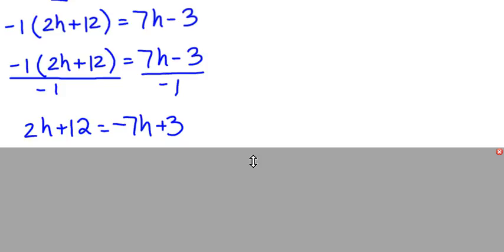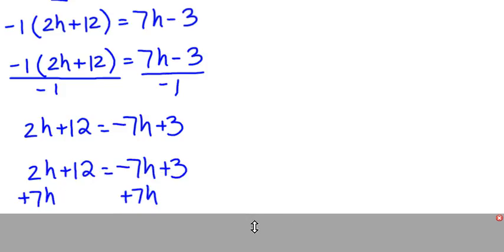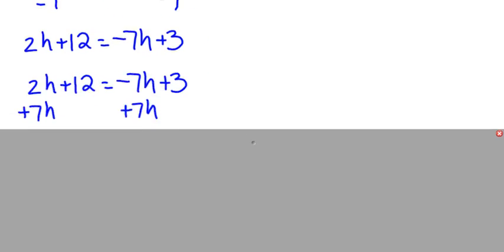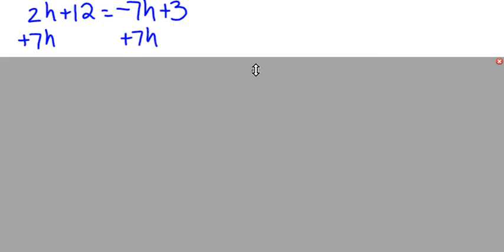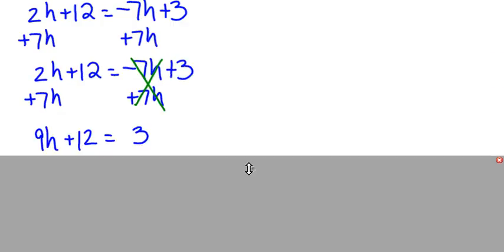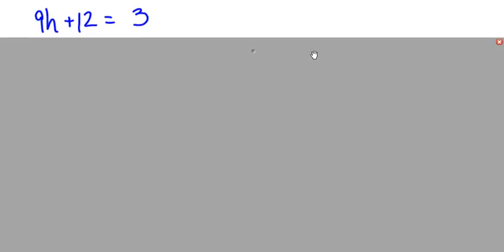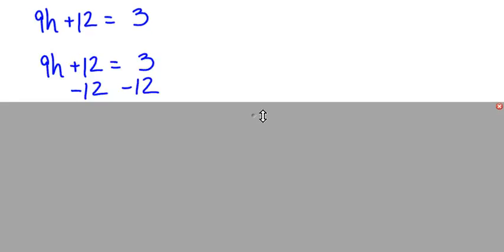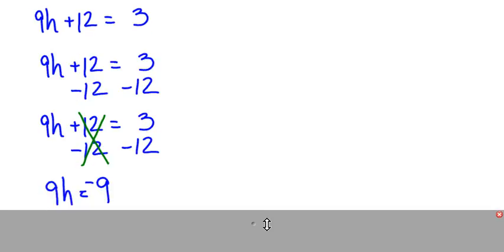At this point, again, we want to put the variables on one side and the constants on the other. So we want to combine our h's and our constants. So here, let's work on combining the h's by adding 7h to each side of our equation, which would result in 9h plus 12 is equal to 3. So the h's are on one side of the equation. Let's put the constants on one side. So let's subtract 12 from each side of our equation, which would result in 9h equals negative 9.